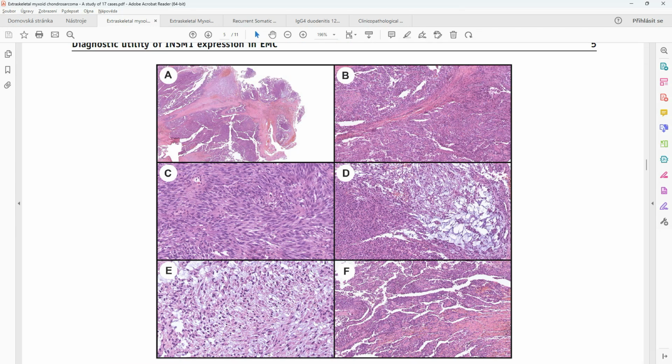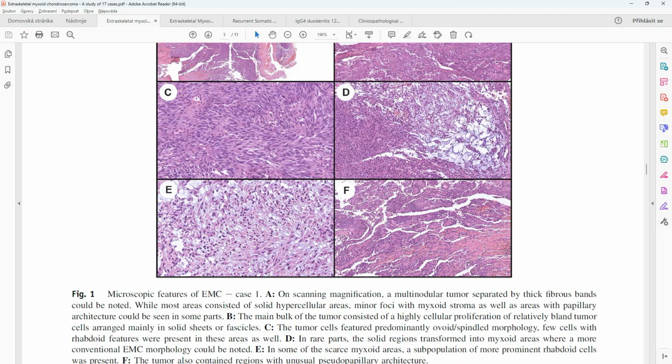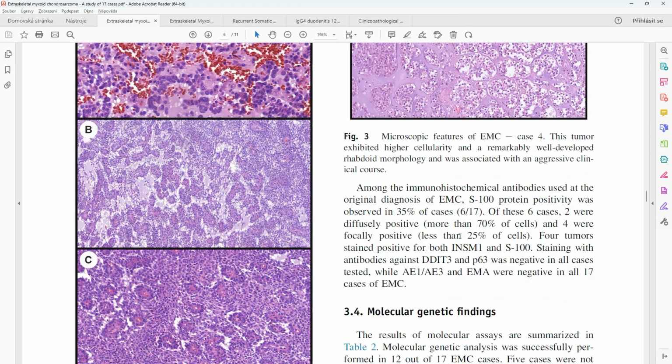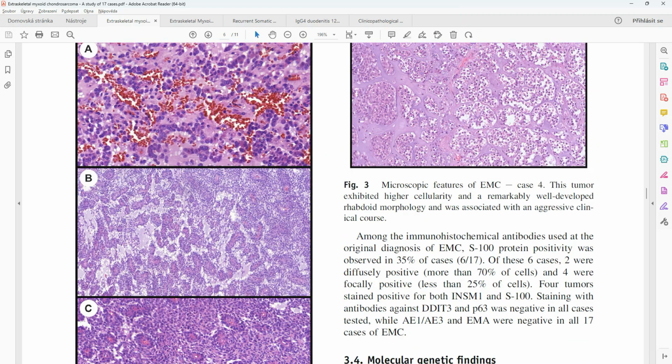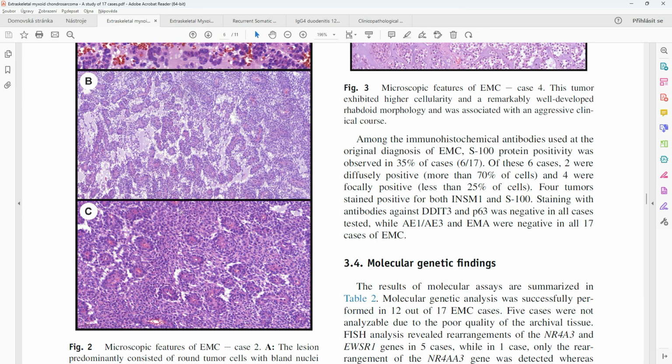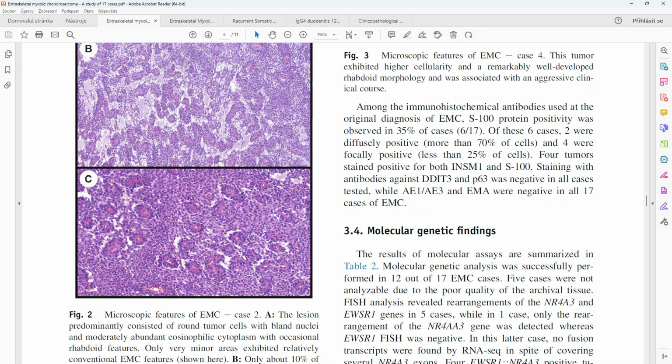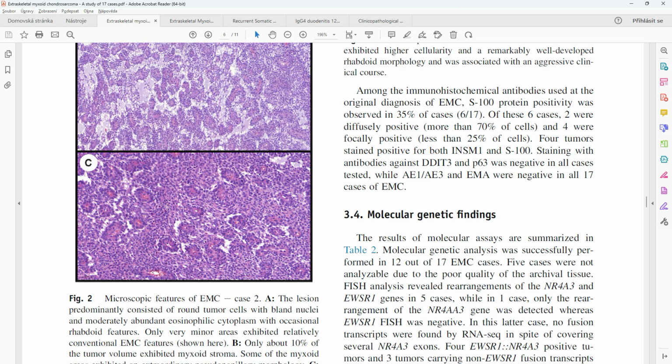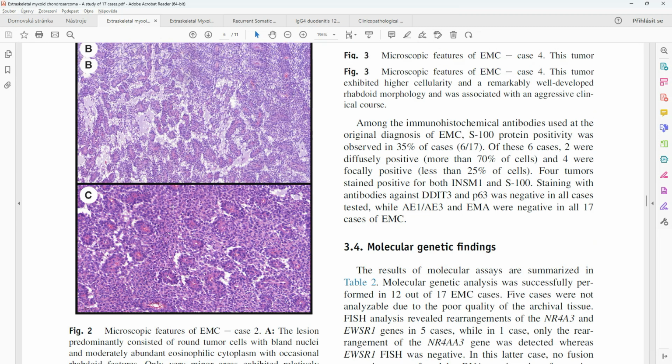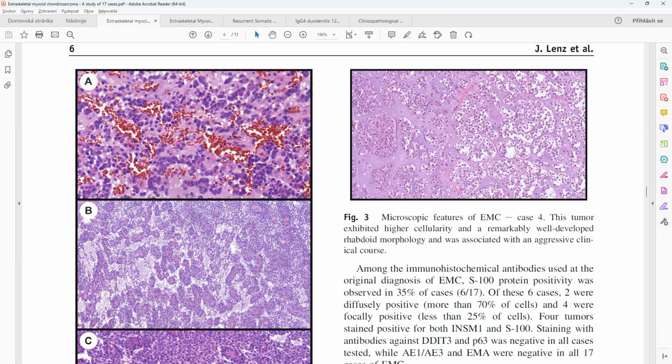So alternative fusion partner, this was kind of a solid spindle cell tumor with focal myxoid areas. So even more different. And this is a case originally diagnosed by Marián Švajdler, which looks very similar to what we saw today. This was just more myxoid in areas, but again, you see this pseudopapillary arrangement. And this case had the same fusion as the case I've just shown, TAF15 NR4A3.